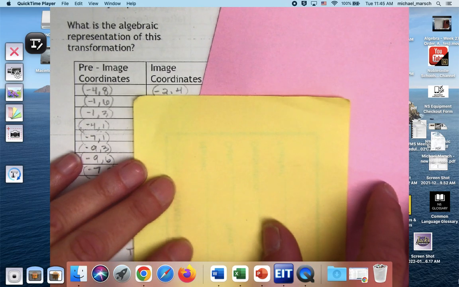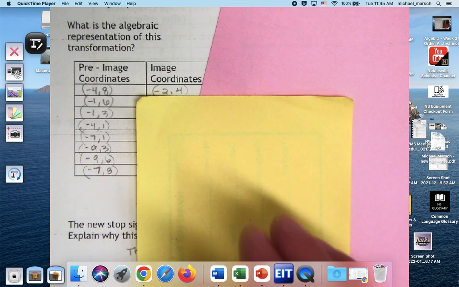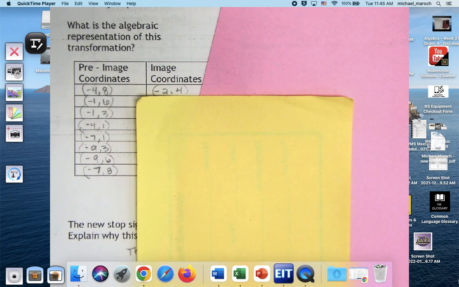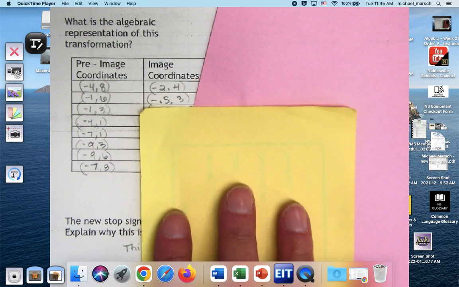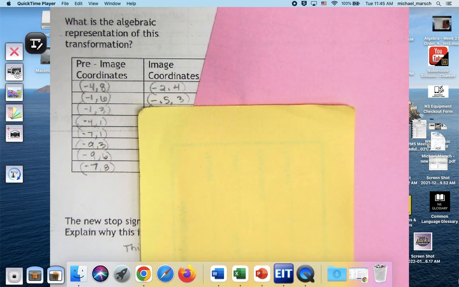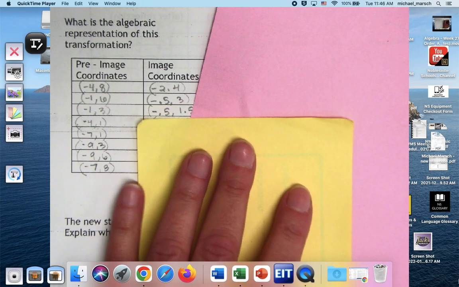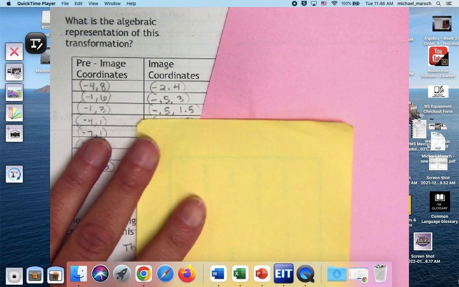-2, +4, right? Now some of these are not even values, so we're going to have halves as part of the image coordinate. So what would the next image coordinate be? -0.5, 3. Yep, -0.5, 3. So when you plot these, you're going to have to estimate where they would go on the coordinate plane. There are no halves on these coordinate planes, so you have to estimate. So my next one would be -0.5, +1.5.